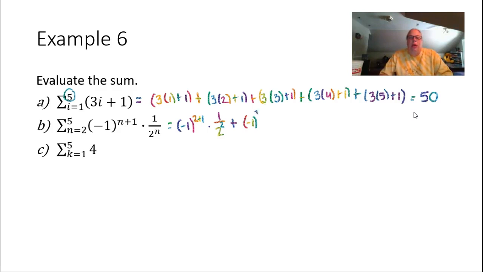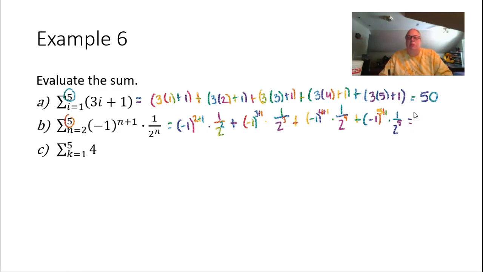(-1) to the power of 3 plus 1 times 1 over 2 to the power of 3 plus (-1) to the power 4 plus 1 times 1 over 2 to the power 4 plus (-1) to the power 5 plus 1 times 1 over 2 to the power of 5. And we can stop here because that's where it told me to stop.